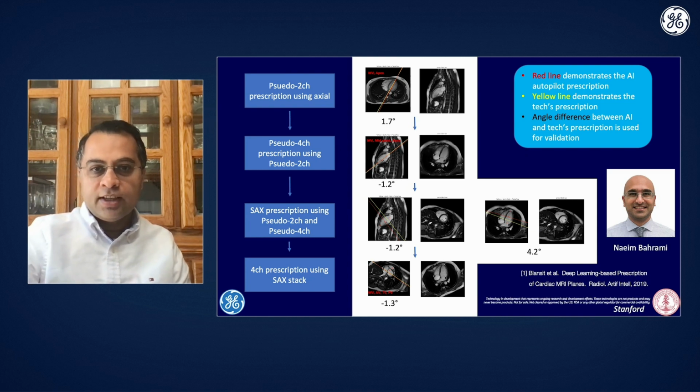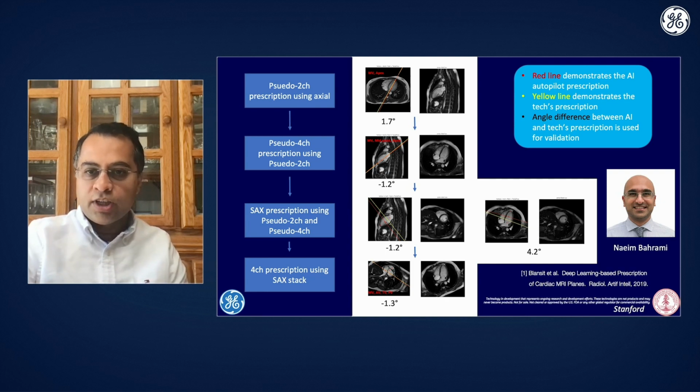So this starts with just the axial localizer, and then going from an axial localizer, the system automatically, using a deep learning technique, goes into a pseudo two-chamber view, and then from there into a pseudo four-chamber view, followed by a short axis view. Again, this all happens automatically and greatly accelerates the speed at which these exams can be acquired.